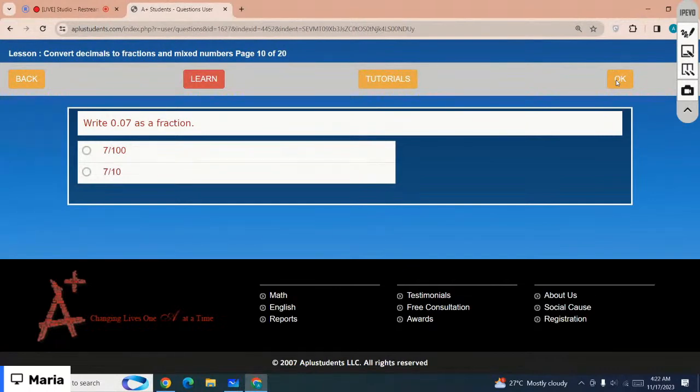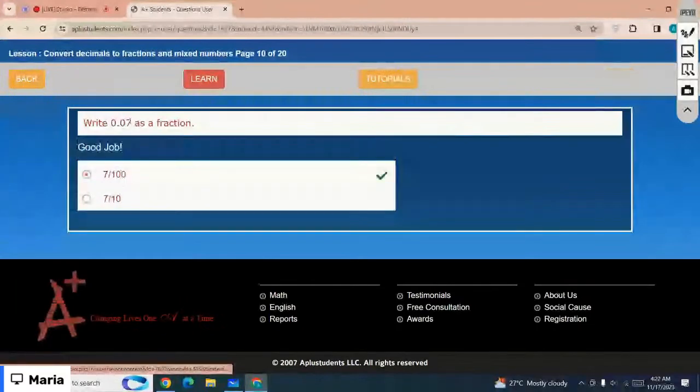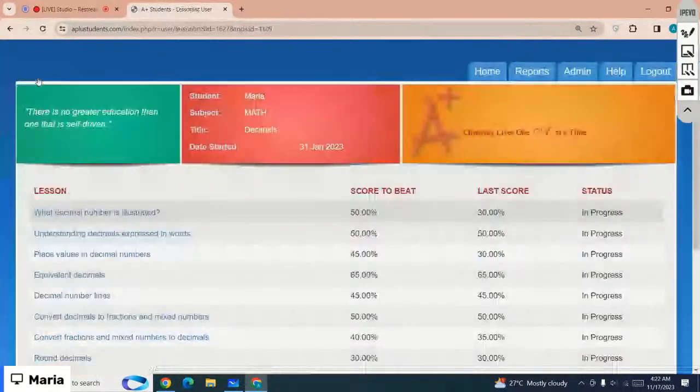Yes, you have two digits after the decimal, so that would be 7 over 100. Very good. Okay, you can complete the lesson later today. Let me just move on to the next lesson, and the next lesson is convert fractions and mixed numbers.